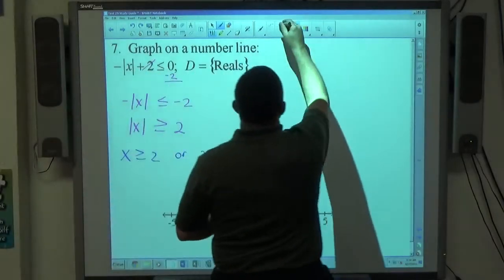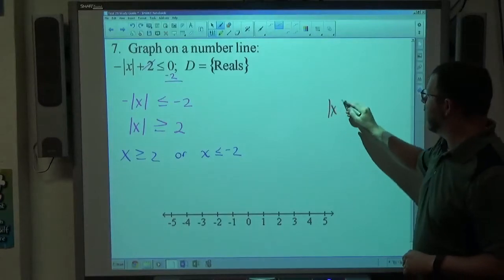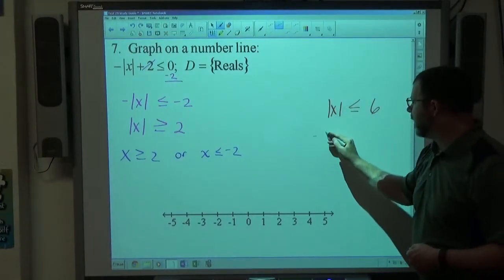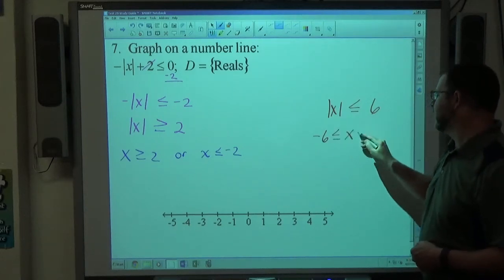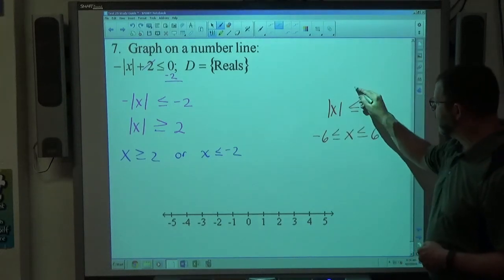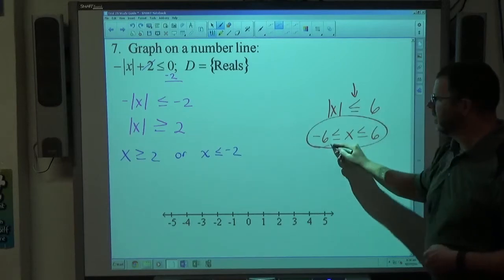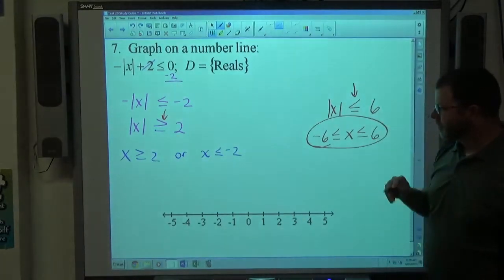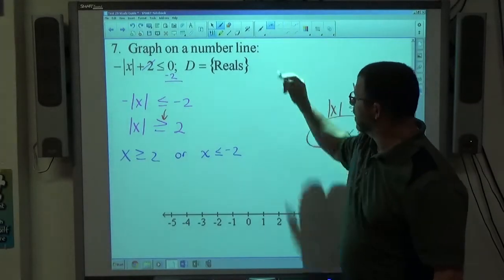The other scenario that could have happened would be absolute value of x, let's say, is less than or equal to 6, something like that. That would be negative 6 less than or equal to x less than or equal to positive 6. So if it's less than or equal to, it creates this picture. If it's greater than or equal to, it creates this picture. Create the right picture. Then we simply have to graph those on the same number line.